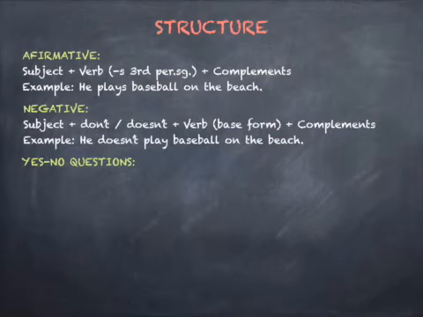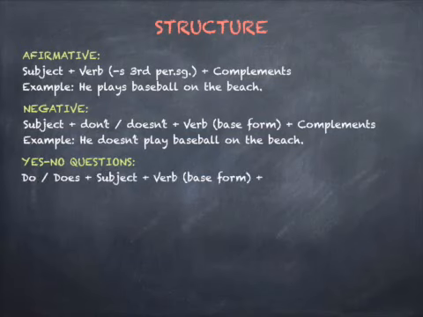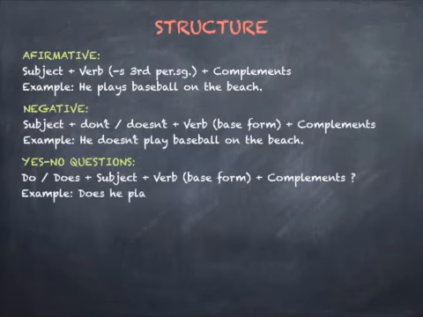So, for a yes-no question, in the present simple, we will need to start with the auxiliary verb, do or does if the subject again is a third person singular, followed by the subject. Here we have the subject inversion. Then the main verb, which stays in the base form, as the auxiliary has been conjugated. And finally, the complements. Let's turn the same example into a yes-no question. Does he play baseball on the beach?